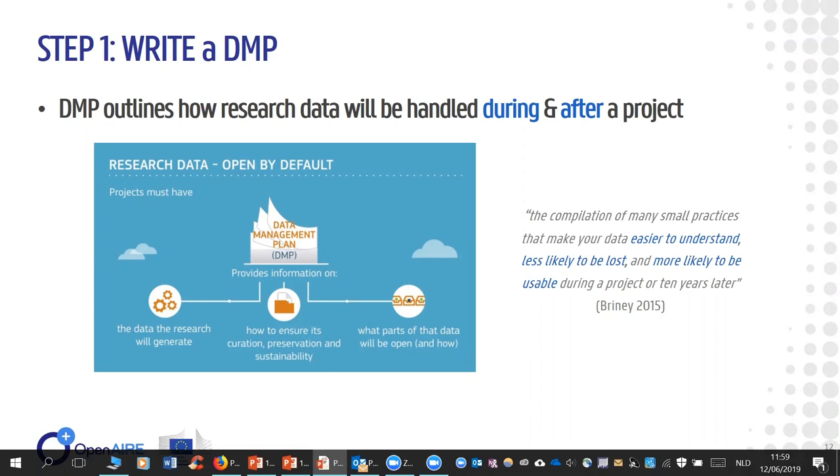The DMP example of the template of the European Commission has a lot of questions to make your data FAIR and how you will handle your data and how you will archive your data. So I like this little sentence: the compilation of many small practices that make your data easier to understand, less likely to be lost and more likely to be usable during a project or 10 years later. A lot of data is lost, a lot of data cannot be used anymore or opened anymore or found anymore. And seeing how much effort it takes to gather all this data, that's really a shame.